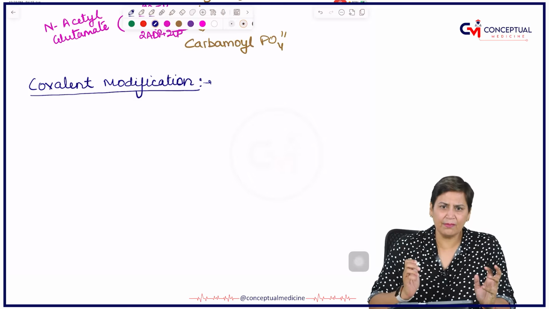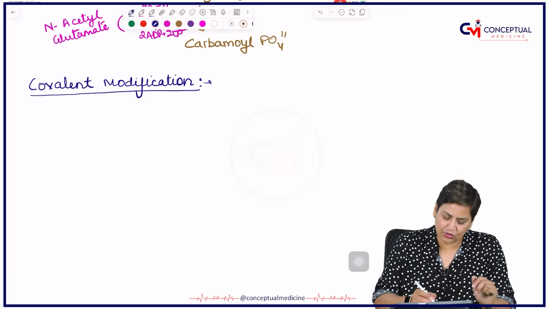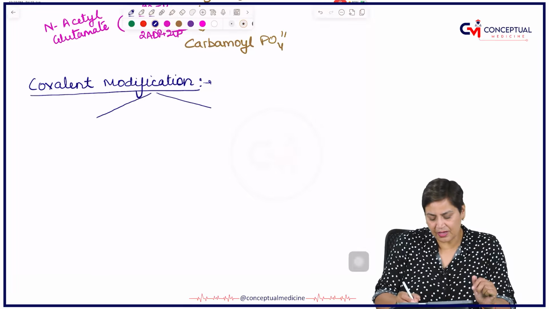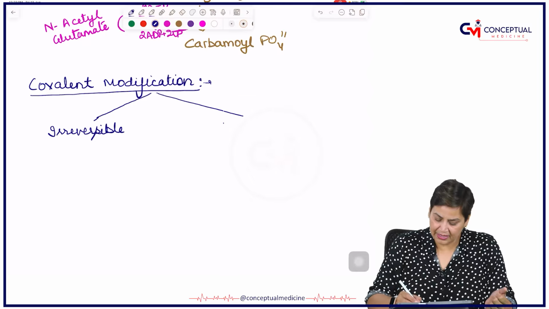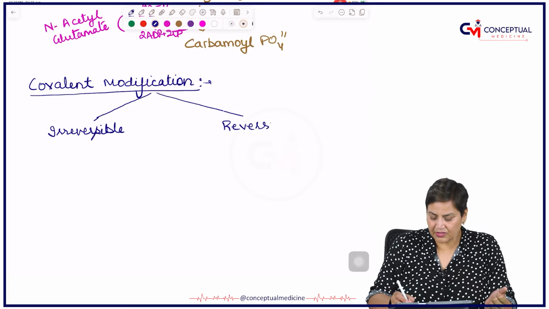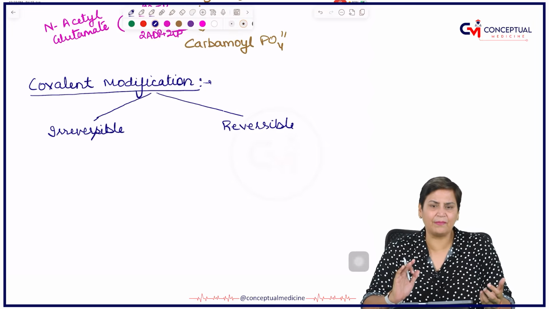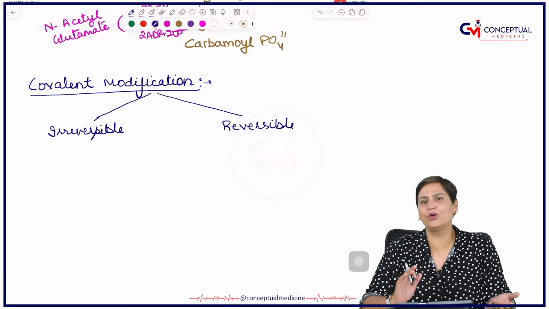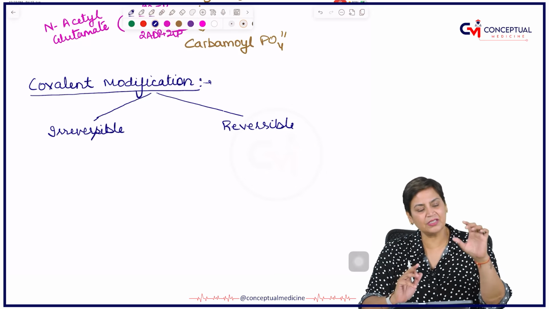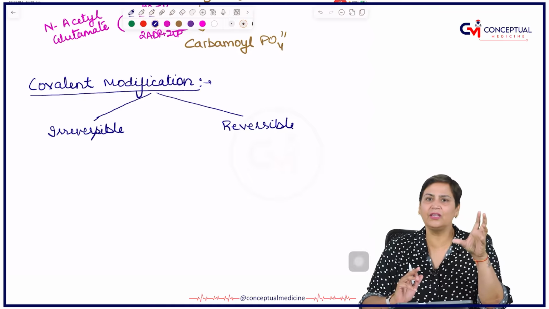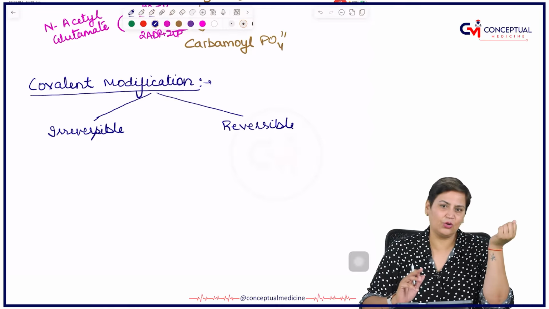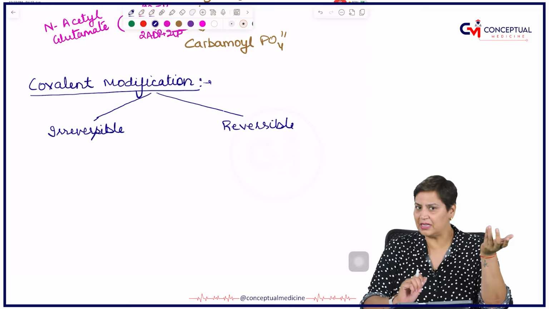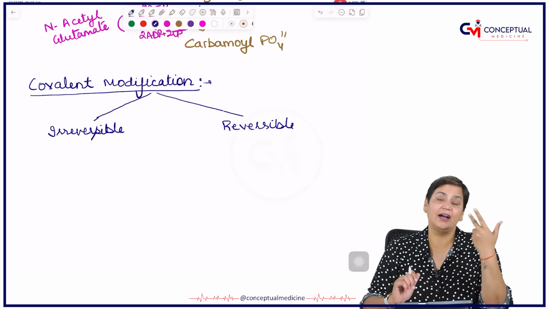The most important thing to remember is that this covalent modification can be reversible, and it can be irreversible also. First of all, just try to understand the concept. Covalent means we know the covalent bond is considered to be the strongest bond. So there has to be a change between the forms, like active being converted into inactive and vice versa by modifying it covalently. Irreversible means it cannot go back. Reversible means it can be reversed again.